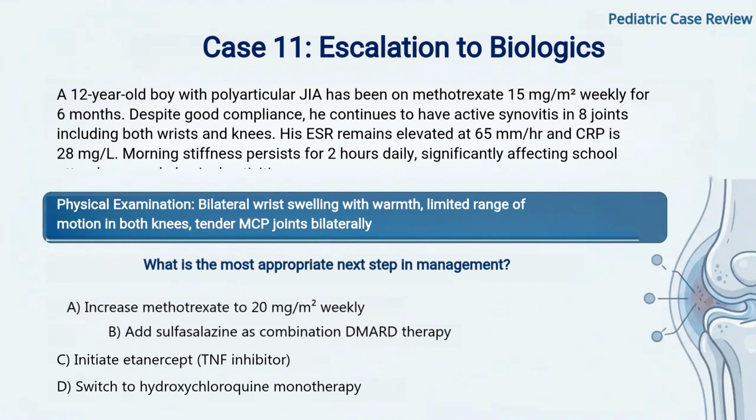Physical examination confirms bilateral wrist swelling with warmth, limited range of motion in both knees, and tender metacarpophalangeal joints bilaterally. What is the most appropriate next step in management? Option A, increase methotrexate to 20 milligrams per meter squared weekly. Option B, add sulfasalazine as combination disease-modifying antirheumatic drug therapy. Option C, initiate etanercept, a tumor necrosis factor inhibitor. Option D, switch to hydroxychloroquine monotherapy.